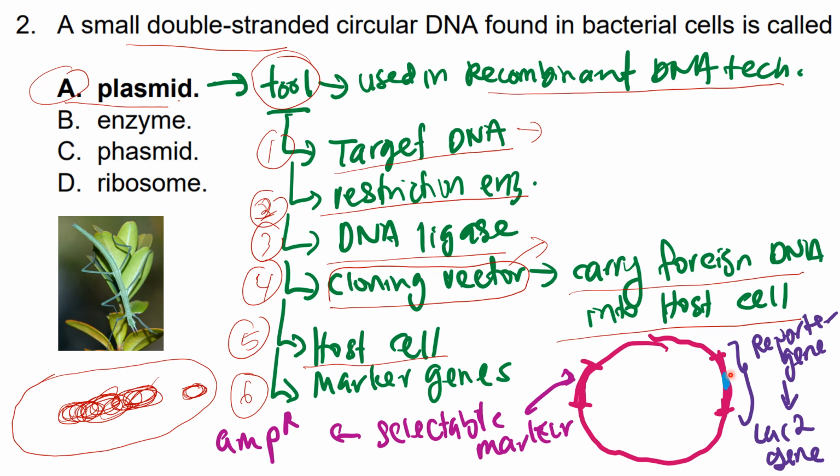Within the region of this reporter gene, for example the lacZ gene here, you have the restriction site. This is the site where the restriction enzyme will cut open the plasmid and insert the foreign DNA. When you cut open the plasmid at the lacZ gene, the reporter gene, you produce the recombinant plasmid, and the lacZ gene now will not be able to produce the enzyme beta galactosidase.